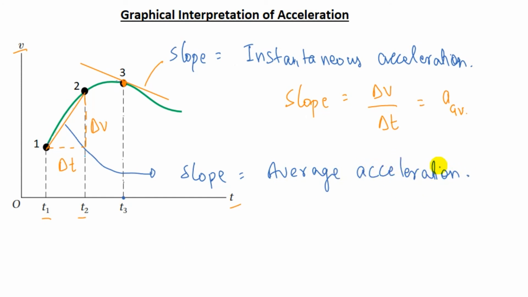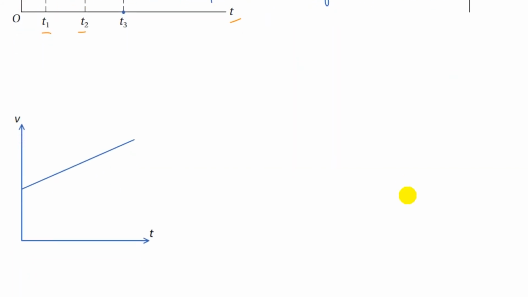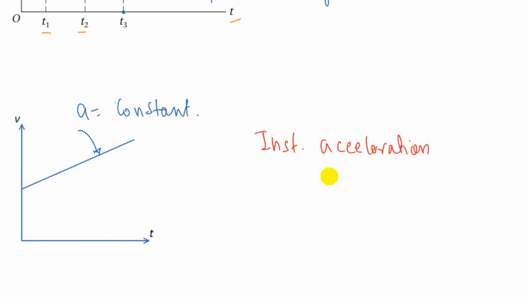Now let's consider one more VT graph, this one. Here acceleration is constant, the slope would tell you the acceleration, and this acceleration is constant. And if acceleration is constant, then we can say that instantaneous acceleration will be equal to the average acceleration, because this acceleration is constant.